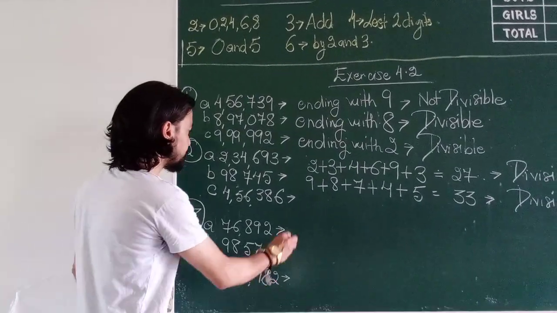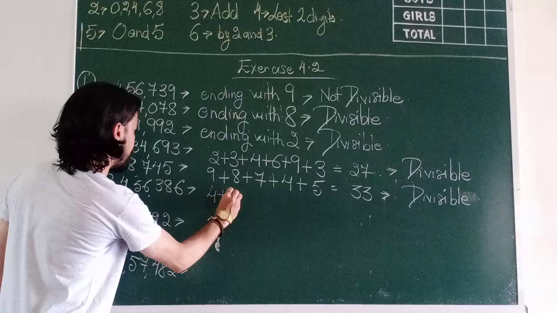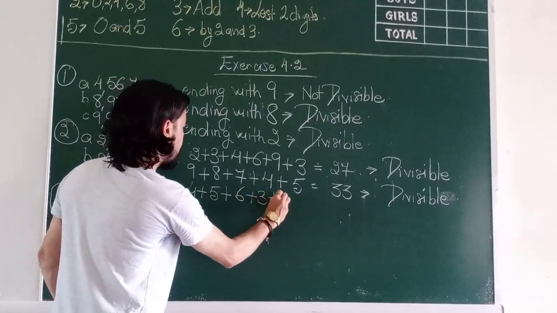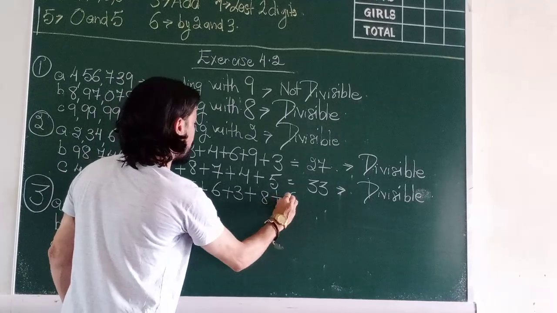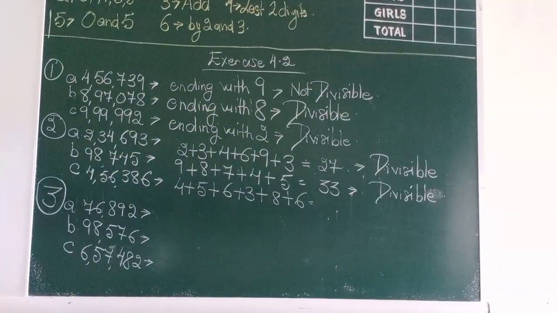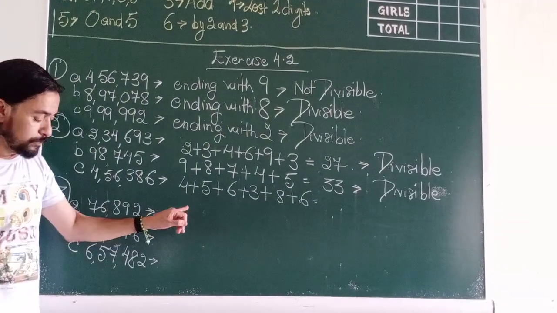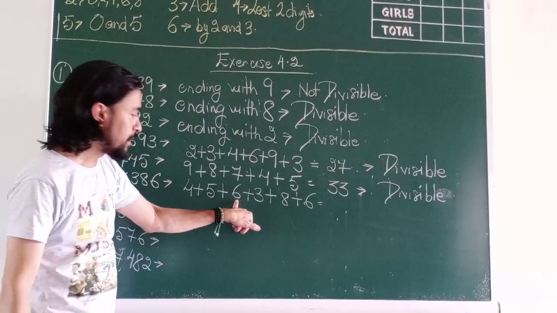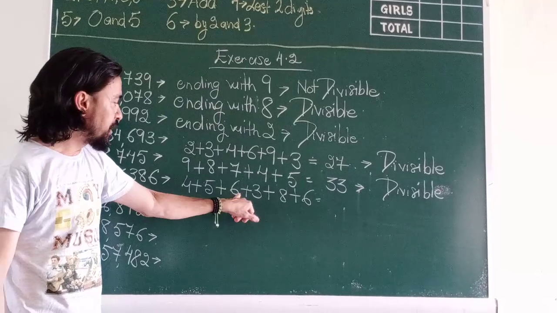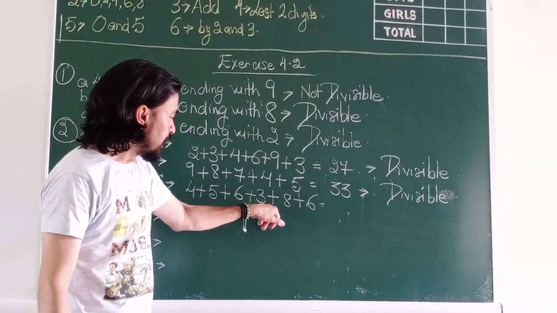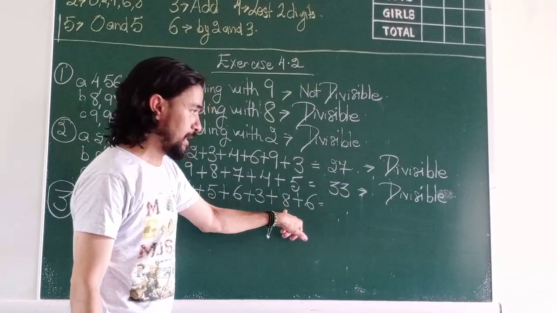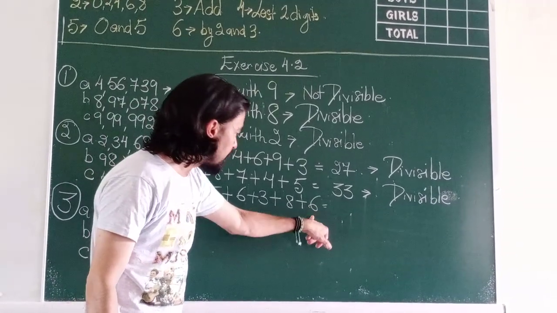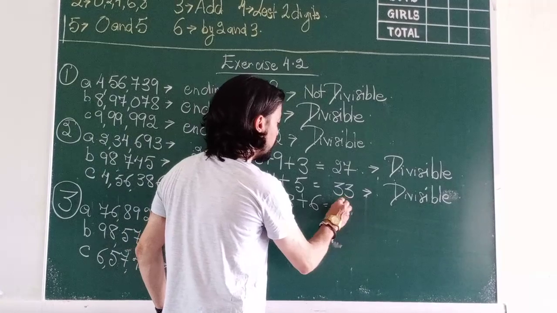4, 5, 6, 3, 8, 6. So to 4 I have to add 5, to which I have to add 6, to which I have to add 3, to which I have to add 8 and to which I have to add 6 again. Let's add 4 plus 5, 9, 9 plus 6, 15, 15 plus 3, 18, 18 plus 8 gives me 26 and 26 and 6 gives me 32.